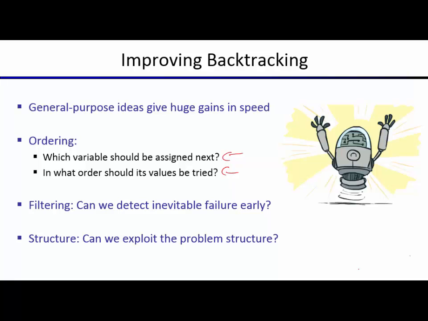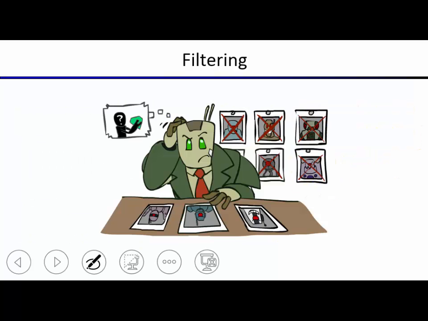And then there's something else we'll look at first, which is you might be able to realize earlier than we've looked at so far that you're really going down a dead end with the assignment of values you've chosen so far. So that's called filtering, where you keep track of whether it's still possible to find the satisfactory assignment on your current path down that search tree. And then next lecture, we'll look at how to exploit structure. So filtering, let's take a look at this.